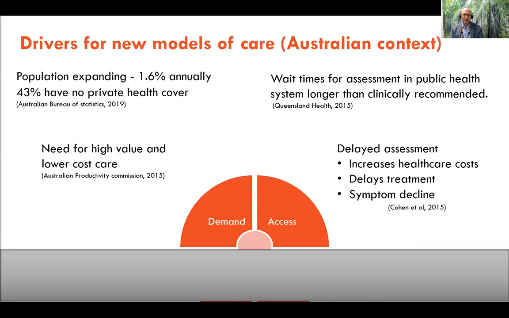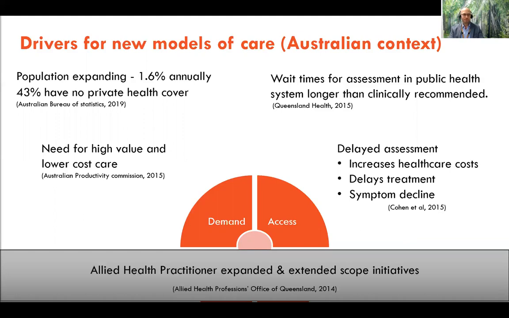AHPs expanding their scope with the knowledge and skills they have, or extending scope, can develop more efficient models of care. Expanded scope allied health practitioner models have been reported in the literature over the last 15 years as an effective way of reducing waiting times for assessment and identifying referrals suitable for allied health practitioner and non-surgical interventions.